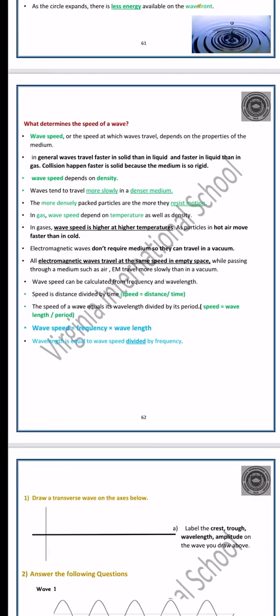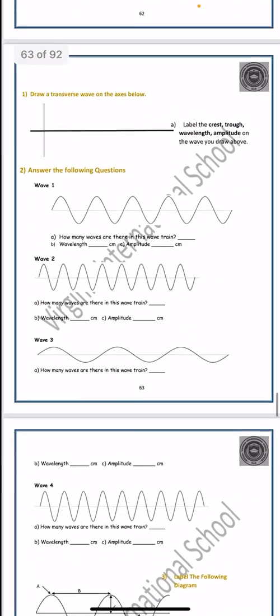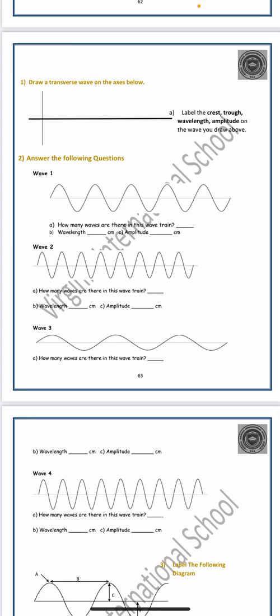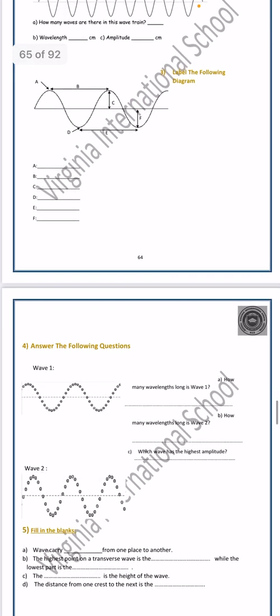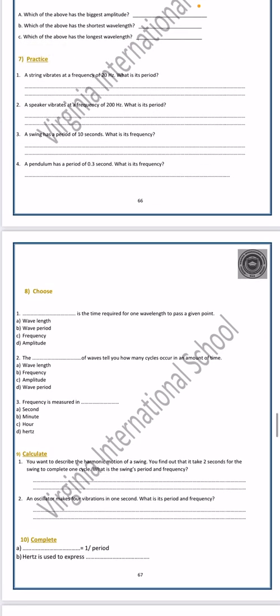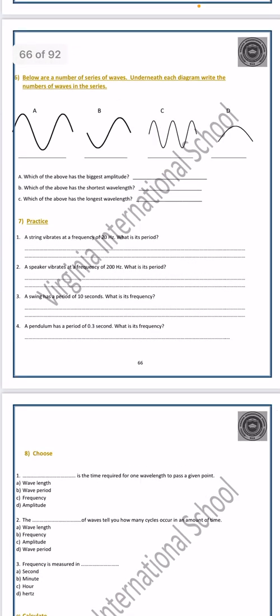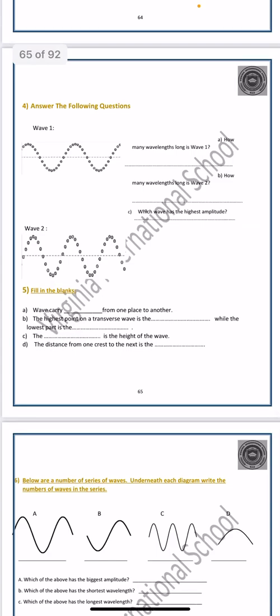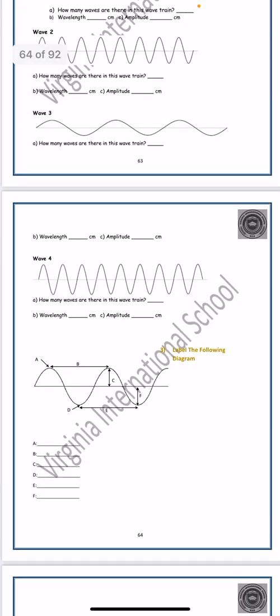Because we solved this in school, you must solve pages 63, 64, 65, 66 and 67 clearly. You must practice counting how many cycles you have, which has higher amplitude, and you must know how to label this graph: where's the crest, where's the trough, where's the amplitude, where's the wavelength, and so on.